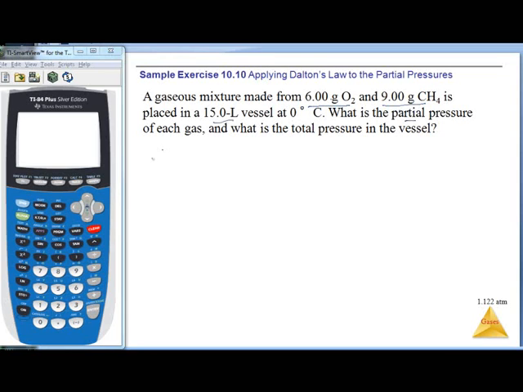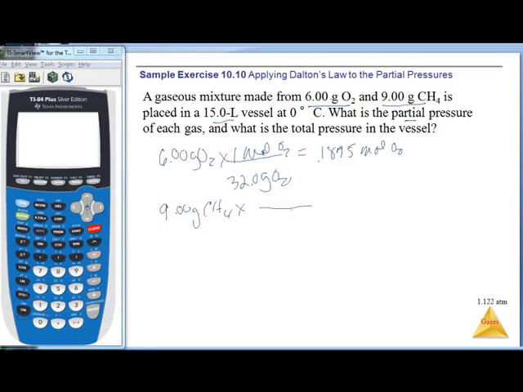Okay, so let's figure out how many moles we have. If I have 6.00 grams of oxygen and 32.0 grams of oxygen is 1 mole of oxygen, this is going to give me 0.1875 moles of oxygen. And as I always say, take sig figs pretty far out, right? Because we're going to round at the very end. If I have 9.00 grams of methane, what I know is 1 mole of methane is 16.05 grams, and this is going to give me 0.5607 moles of methane. So if I add these together, moles plus moles, I get a total of 0.7482 moles total, right? So now I can solve for pressure.